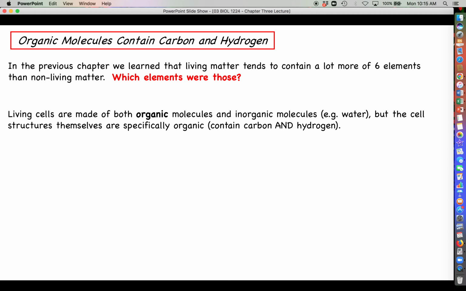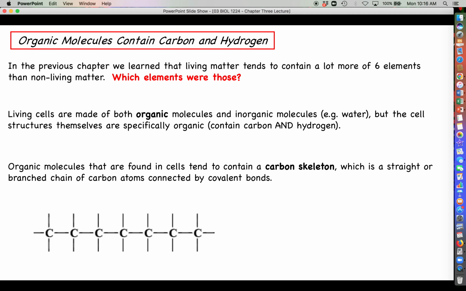Organic molecules we defined as any molecules that contain both carbon and hydrogen. So living cells need to be made up of organic molecules, like the ones we're going to talk about in this chapter, but also inorganic molecules like water. And we had a whole video in the last chapter detailing why water is so very, very important.